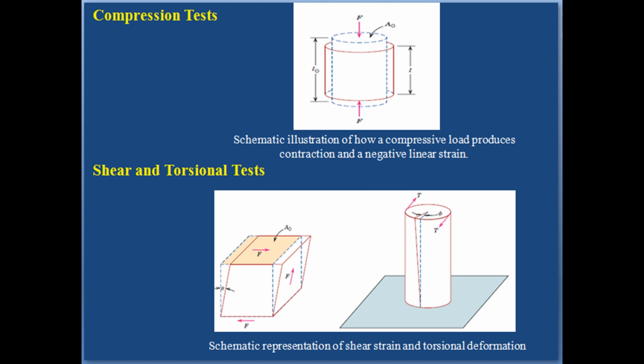The equation sigma is equal to F by A and the equation epsilon is equal to delta L by L naught are utilized to compute compressive stress and strain respectively. By convention, a compressive force is taken to be negative, which yields a negative stress. Furthermore, L naught is greater than Li. Compressive strain computed from the equation is necessarily also negative.